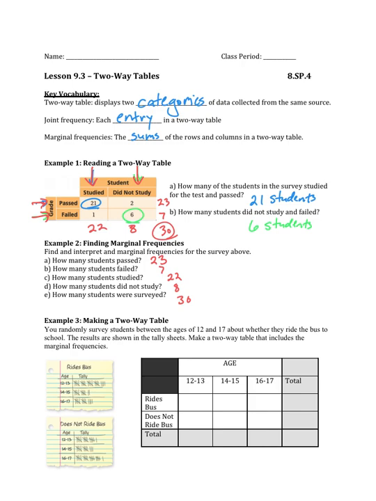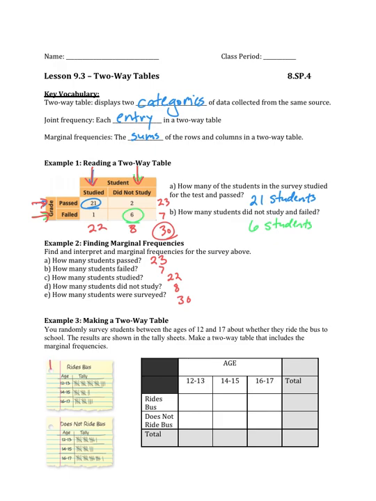All right, in our next example, we're going to make a two-way table. So it says we've randomly surveyed students between the ages of 12 and 17 about whether they ride the bus to school. So here we have ages in different categories, 12 to 13, 14 to 15, and 16 to 17. And we want to know how many ride the bus and how many do not ride the bus.